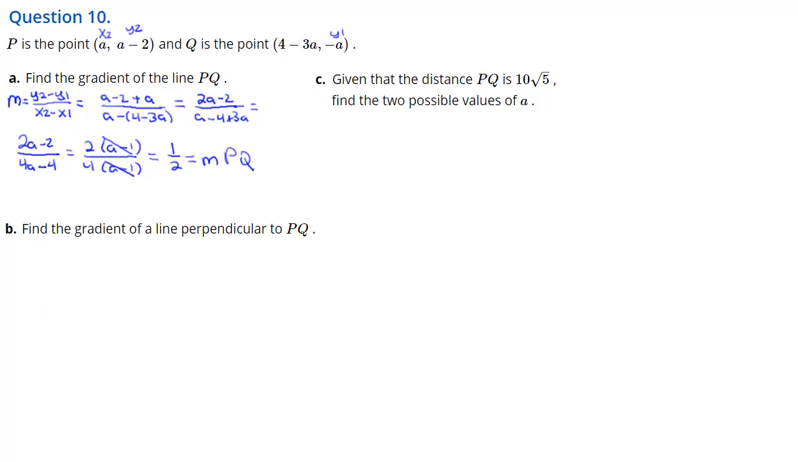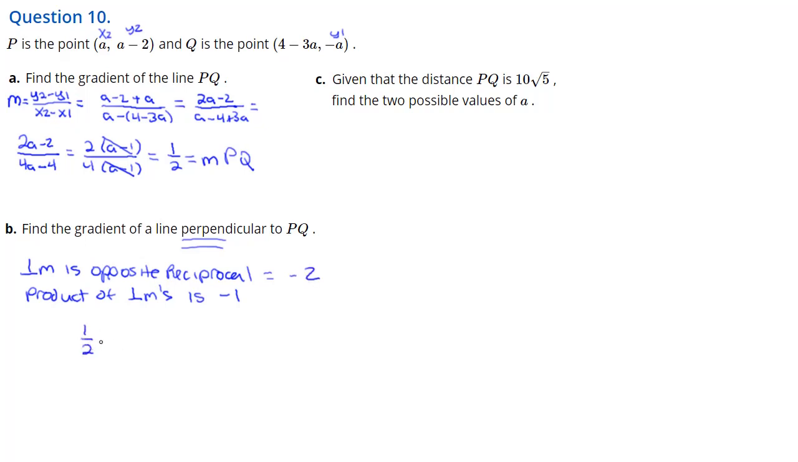Now in part B, they want to know the slope, or the gradient, of a line that's perpendicular to PQ, and that's easy enough. A perpendicular slope is going to be an opposite reciprocal, which basically means we're going to multiply it by negative 1 and then flip the fraction upside down. The other thing to keep in mind is that perpendicular slopes, their product is always going to be equal to negative 1. So you can always use that to prove that two things are perpendicular, or even find it sometimes.